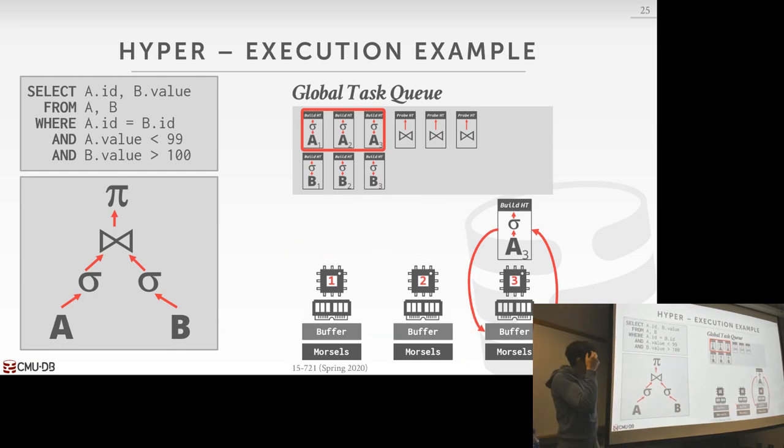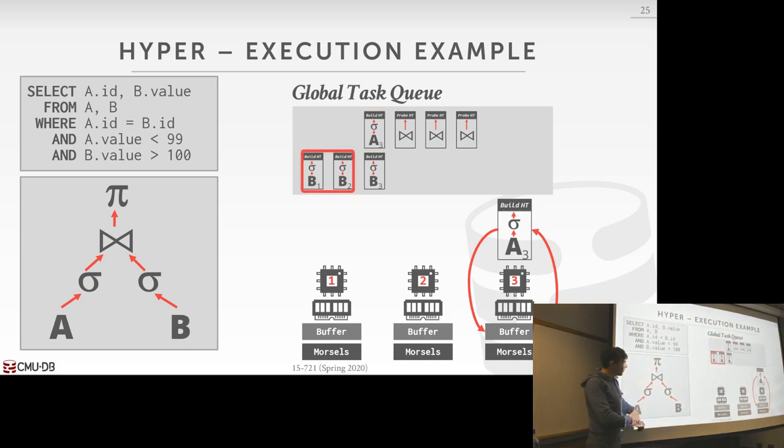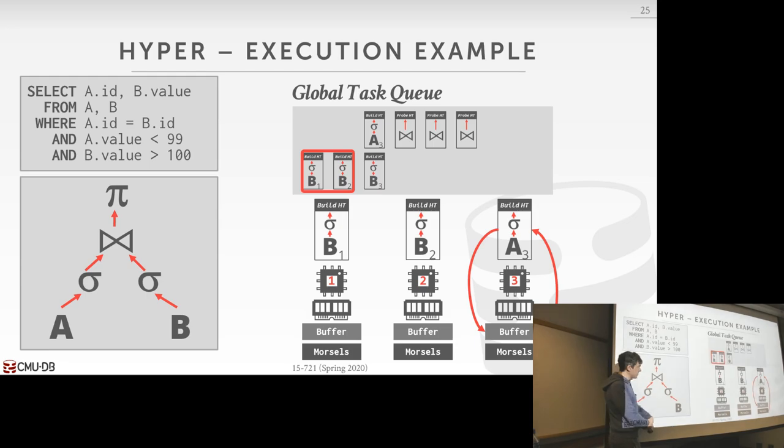All right, so say now the first two threads, the first two workers, finish up their tasks. But the third guy is running slower, as I said, so maybe this filter is unselective, so we're generating a lot of output and running into our buffers, and that means we're doing copying, and we're running slower. So now the other two workers can go grab the next two tasks and execute, same thing.